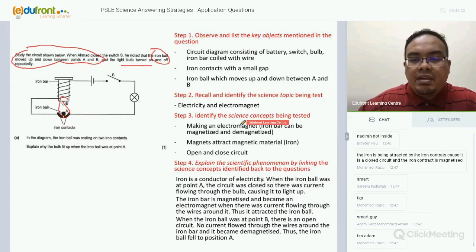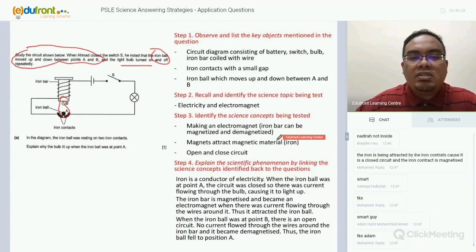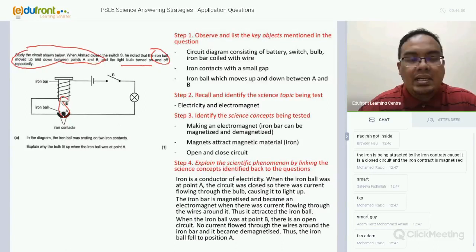Okay, step number 3, identify the science concepts being tested. So this is about making an electromagnet. The iron bar can be magnetized and demagnetized. The iron bar is a magnetic object. However, it's not a magnet. So, with a coil of wire in a closed circuit around the iron bar, you can magnetize the iron bar. This is what we call an electromagnet.